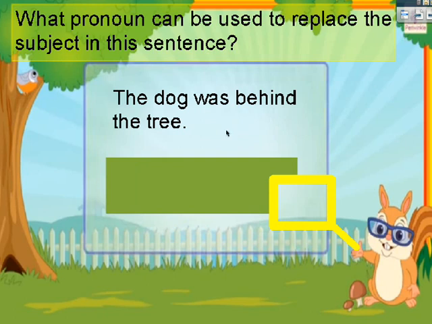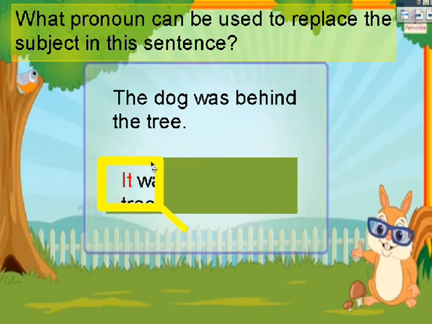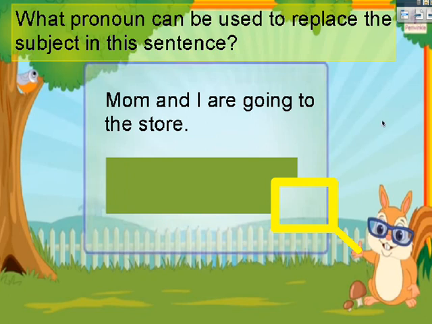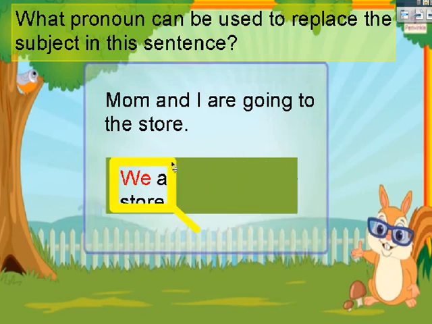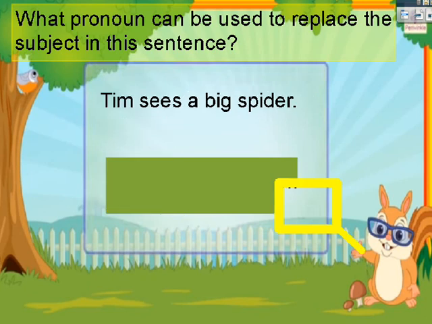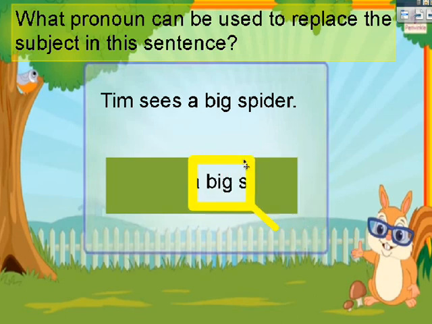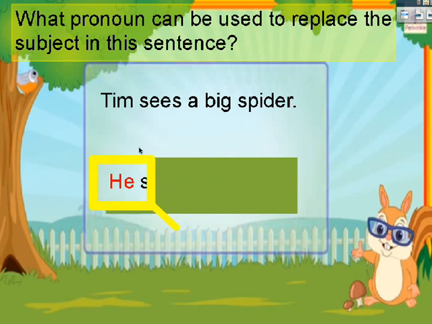The dog was behind the tree. What replaces the dog is it. Mom and I are going to the store. What replaces the naming part or subject in this sentence, Mom and I, is we. Tim sees a big spider. What replaces Tim, the boy, in this sentence is he.